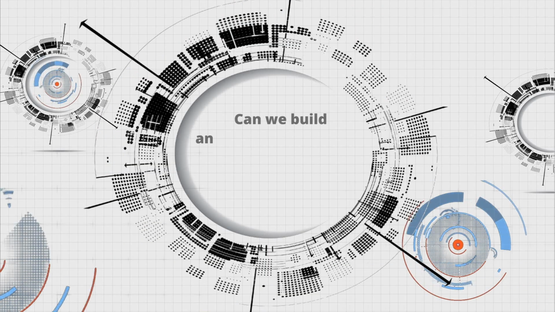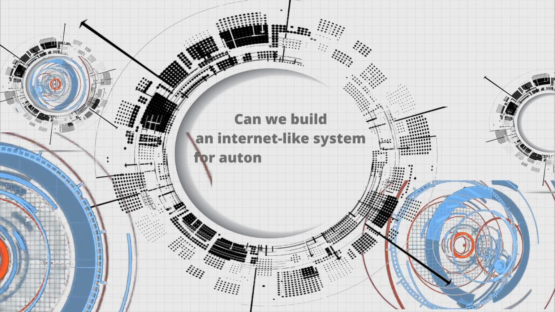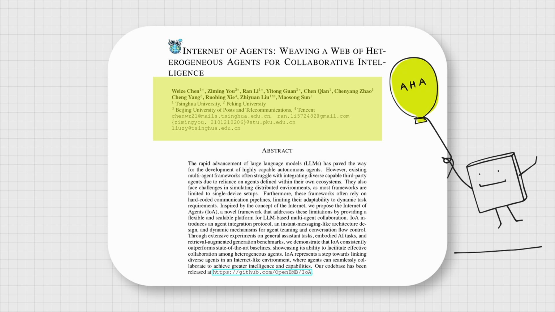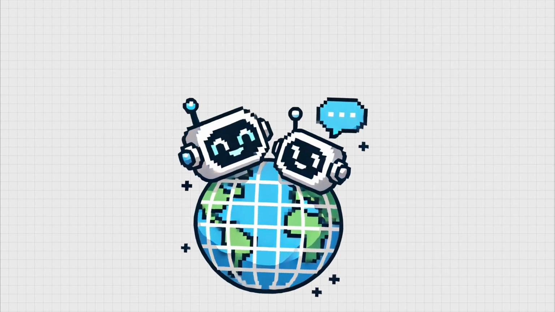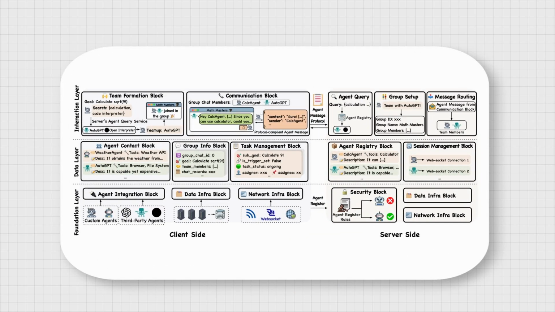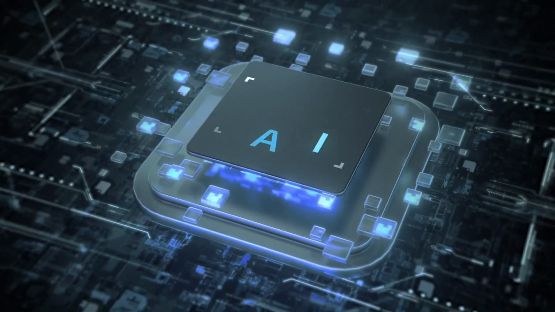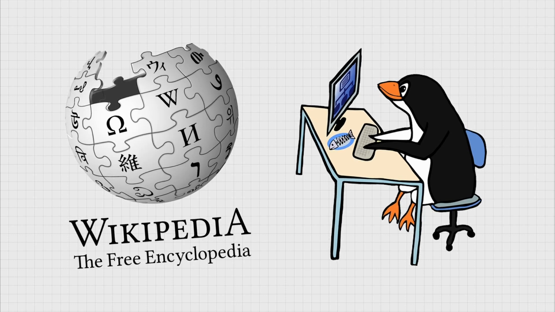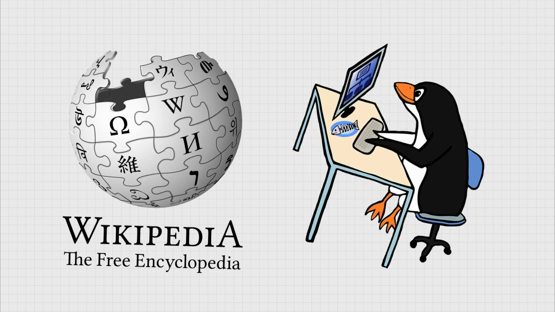Can we build an internet-like system for autonomous agents? This was a question in the minds of these researchers at Beijing University who have built the Internet of Agents, or IOA system, for large language models, inspired by how the internet works. More specifically, decentralized collaborative projects such as Wikipedia and Linux.